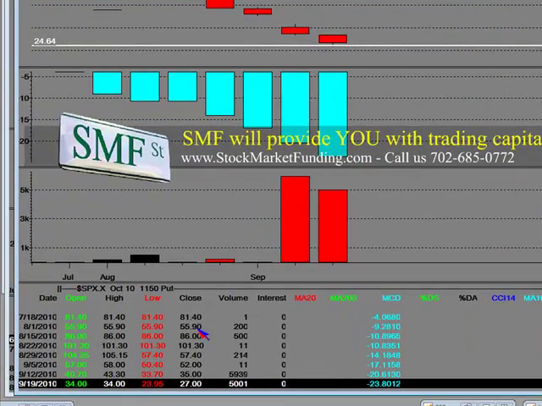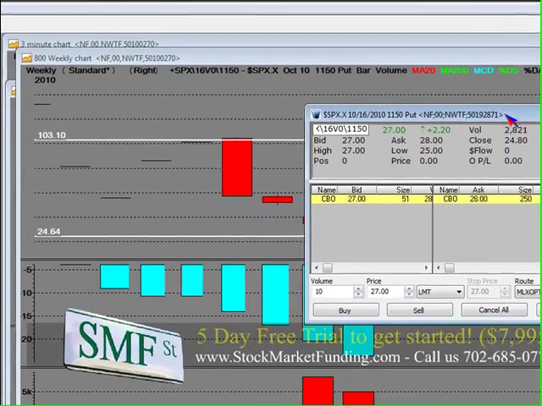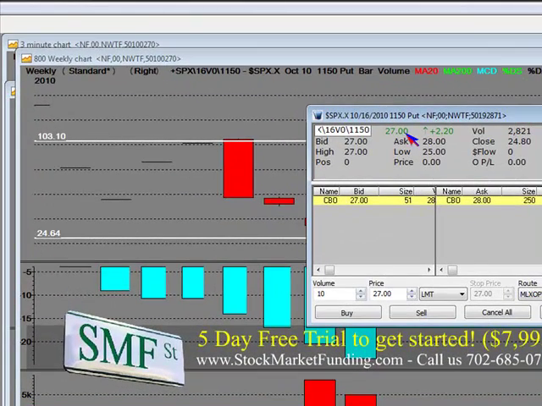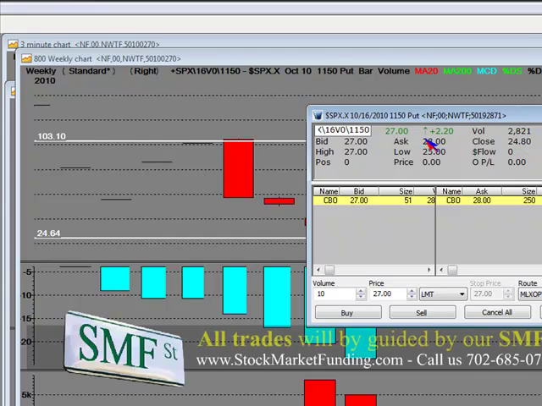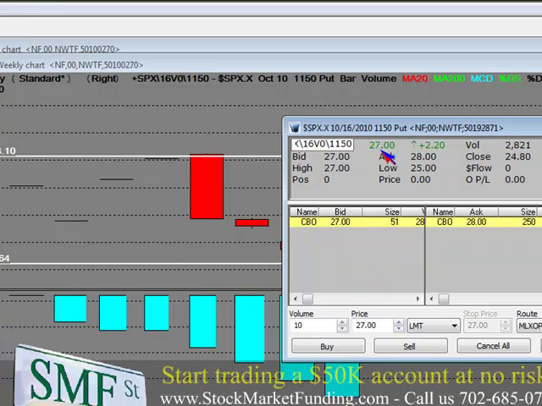The low of this current bar is 23.95 on the day on that 1150 put. The actual put option right here, right now, last print, they closed at that 24.80 handle. There's been 2,800 contracts traded, but you can see clearly where that last print was relative to that low.